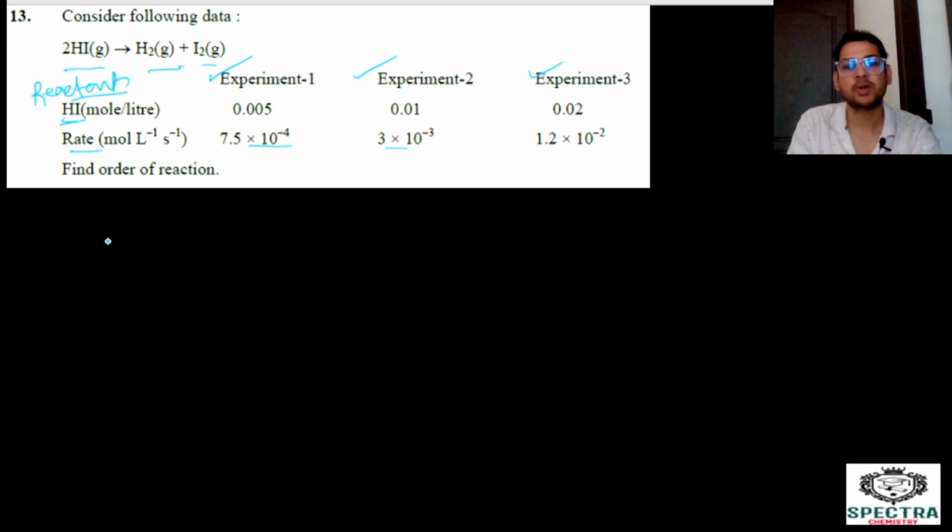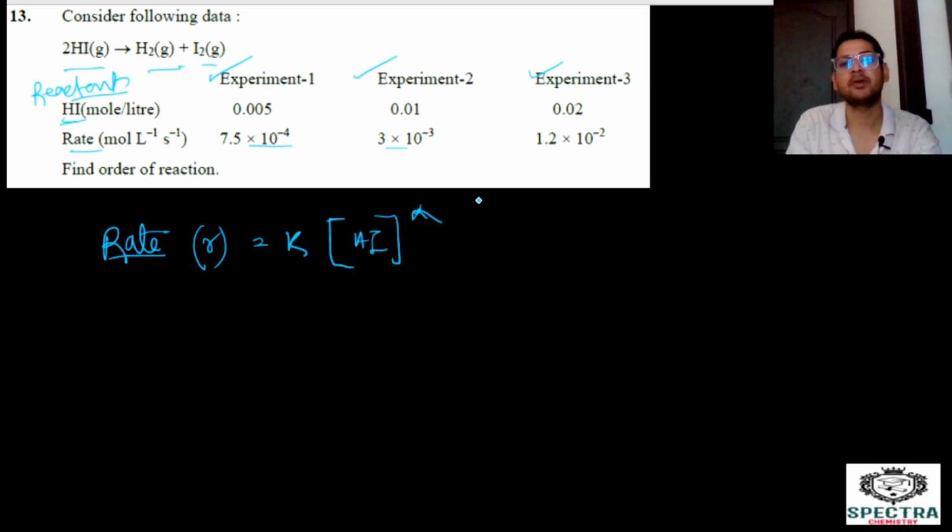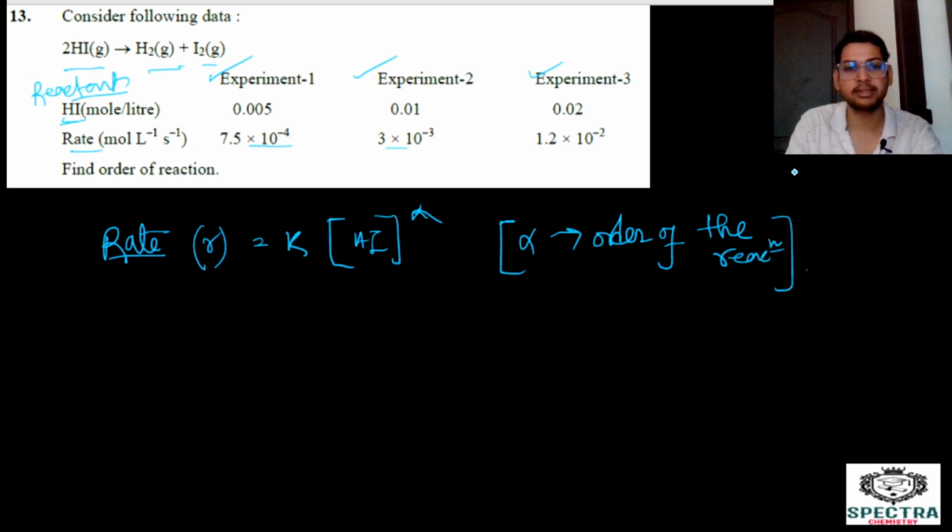No problem, sir. So I can write the rate R equal to K[HI] to the power alpha, where alpha is the order of the reaction. Alpha is the order of the reaction. Sir, yes, I got it. Then how to do it?